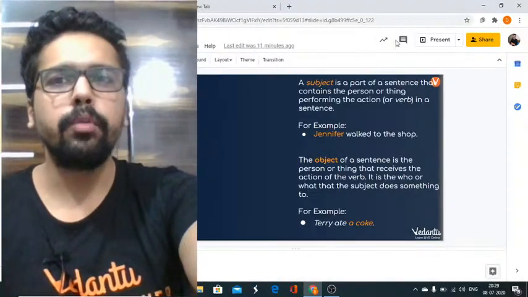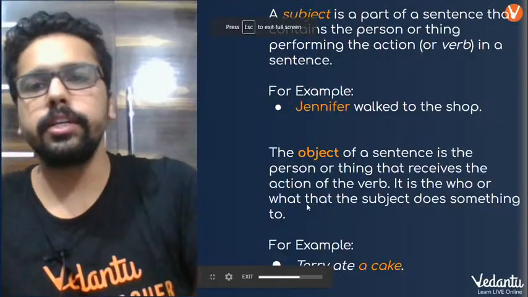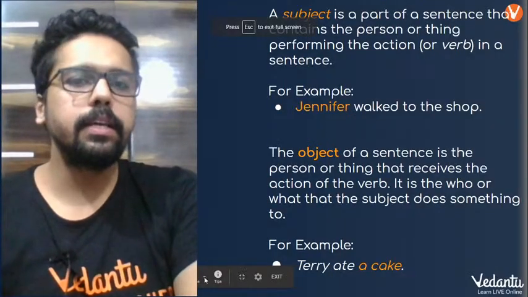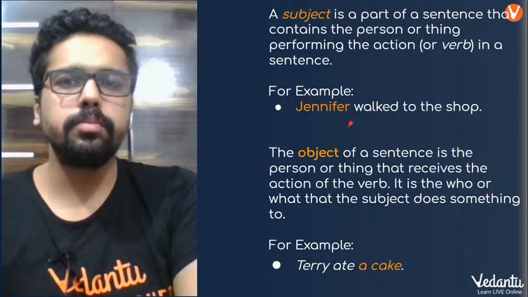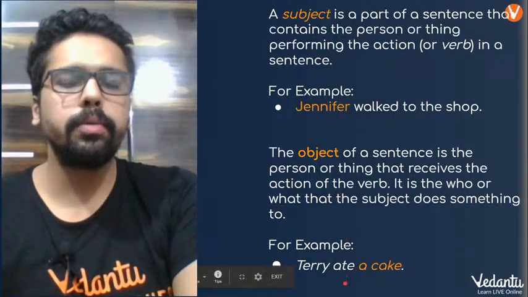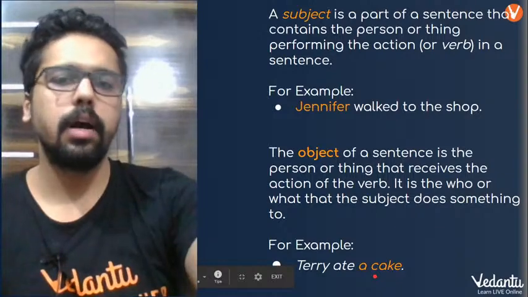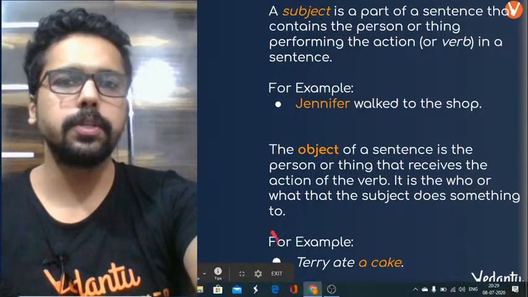And then after that, we saw what the subject and object are all about. The subject is the noun or pronoun that is the doer of the action before the verb, and the object is the noun or pronoun that is the receiver of the action after the verb. This is what we saw.